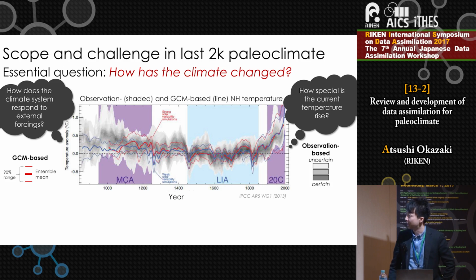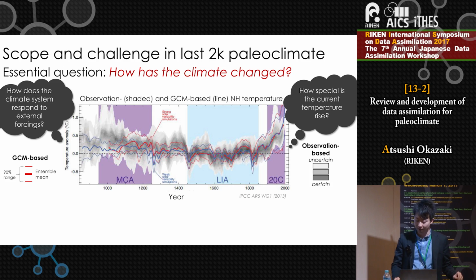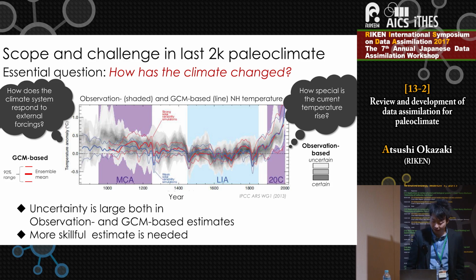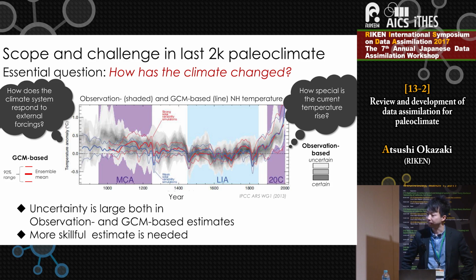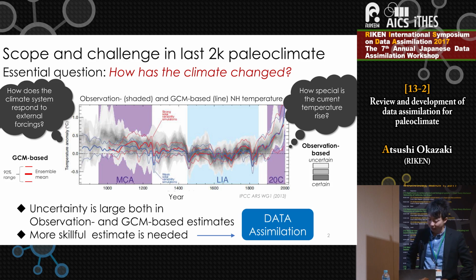The shading shows the observation-based estimates, and the lines show the GCM-based estimates. The range of the shading or the lines shows their uncertainty. As you can see, the uncertainty is large both in observation and GCM-based estimates. So we need a more skillful estimate. That's the reason why we want to apply data assimilation to this field.